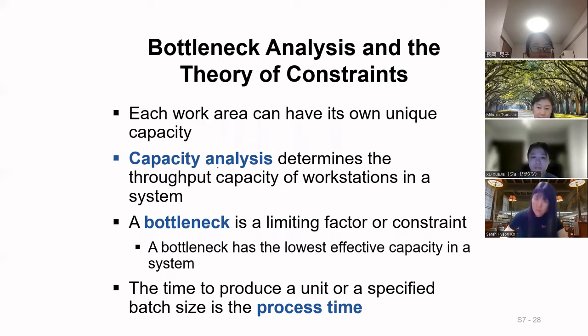So we do capacity analysis, to determine the throughput capacity of workstations in a system. In our analysis here, we have workstations, and we want to look at whether there is a bottleneck or not. A bottleneck is the limiting factor or constraint, whereby the bottleneck has the lowest effective capacity. Each machine has an effective capacity, because it depends on how fast it can work. The time to produce a unit is called the process time. So we have capacity, bottleneck, and process time. The technique is bottleneck analysis.